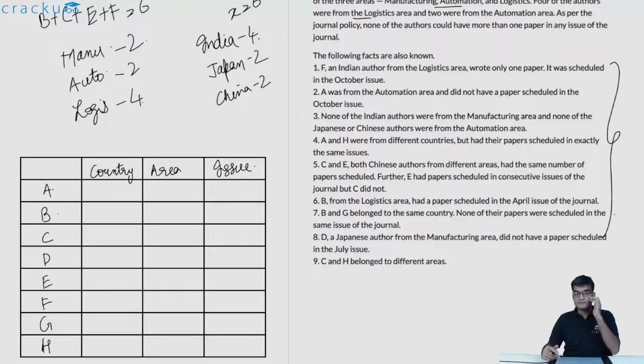Let us go through all the clues. F is an Indian author. So the country of F is India. And he works from logistics. This is logistics.